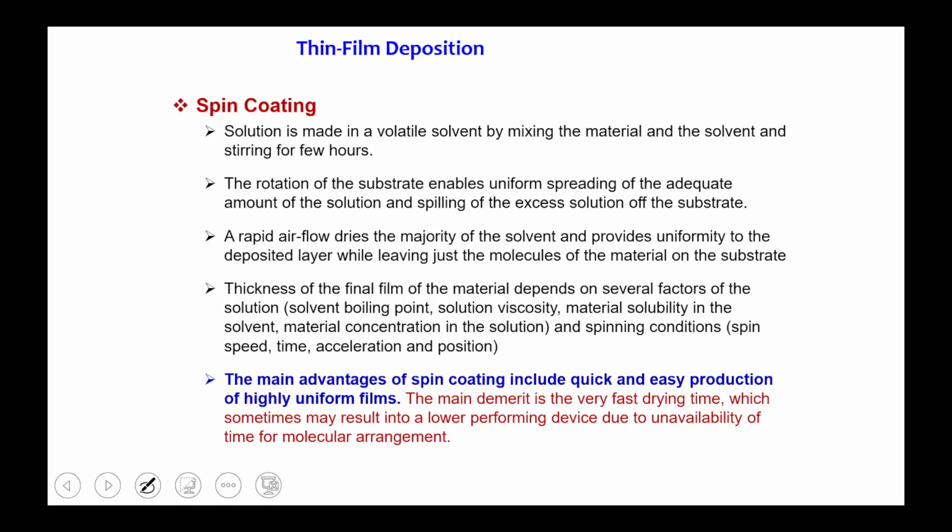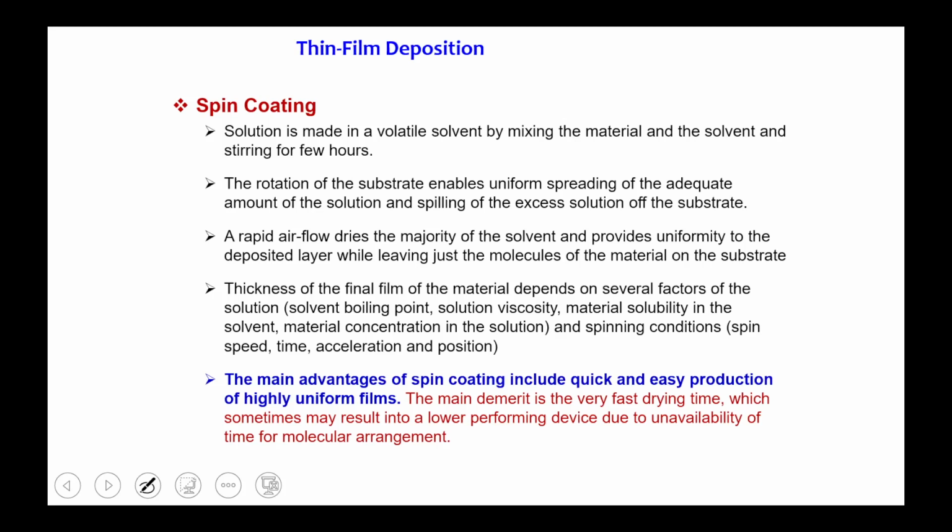This is the spin coating. The solution is made in a volatile solvent by mixing the material and the solvent and stirring for a few hours. In the sonicator, we mix the solution. For example, Jadeno can be dissolved in ethanol, DI water, IPA or acetone. You mix the Jadeno in it and stir for 3 to 4 hours to make the solution soluble.